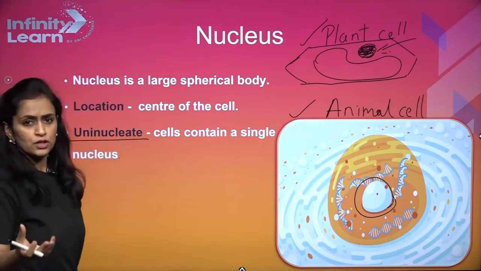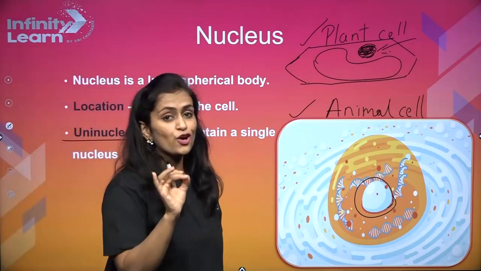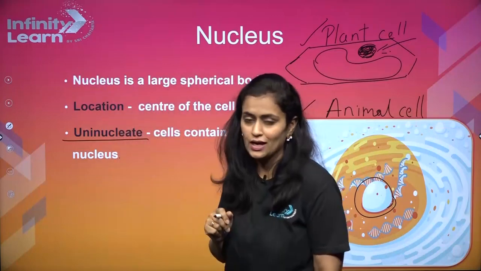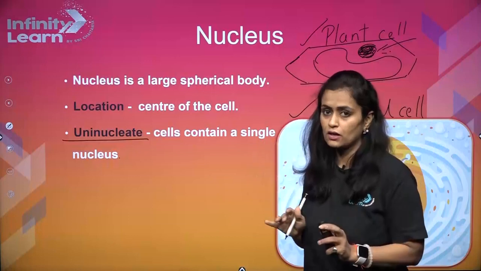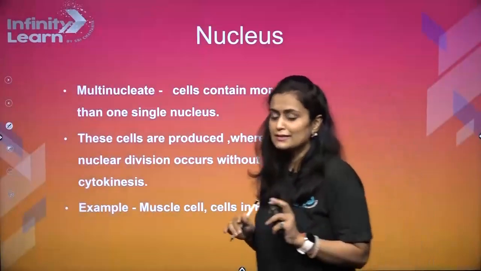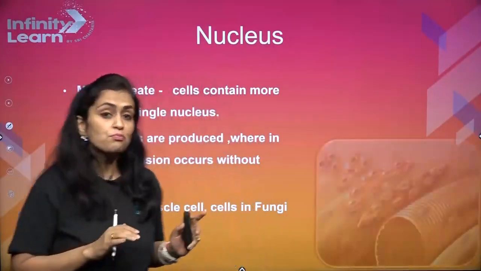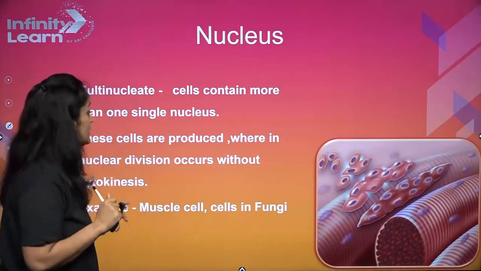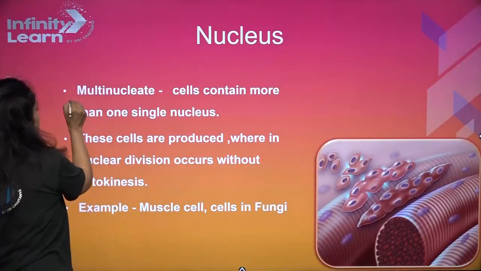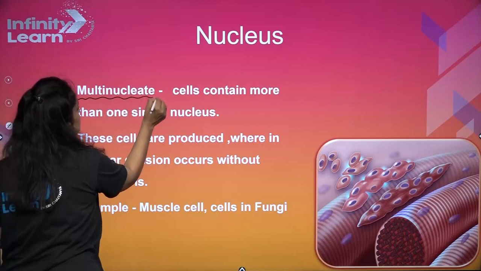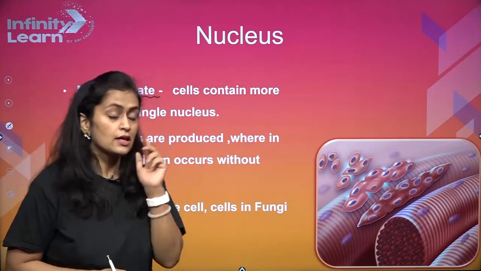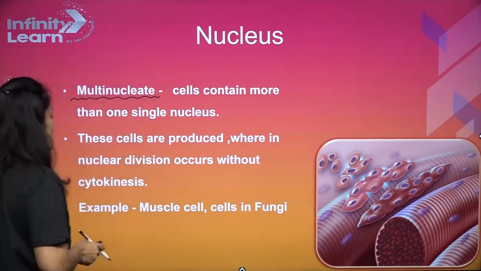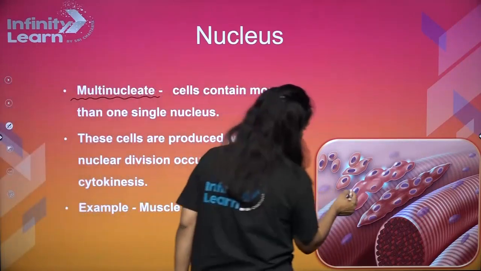Most of the cells are uninucleated cells. Most of the cells, I said, not all, okay? Uninucleated means one cell, one nucleus, that's all. But there are some cells which may have many nuclei and in that case, we call them multinucleated cells. What are multinucleated cells? Multinucleated cells have more than one nucleus.